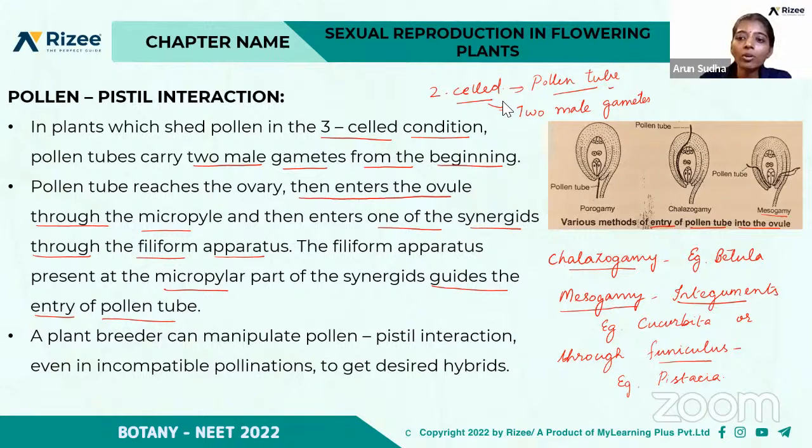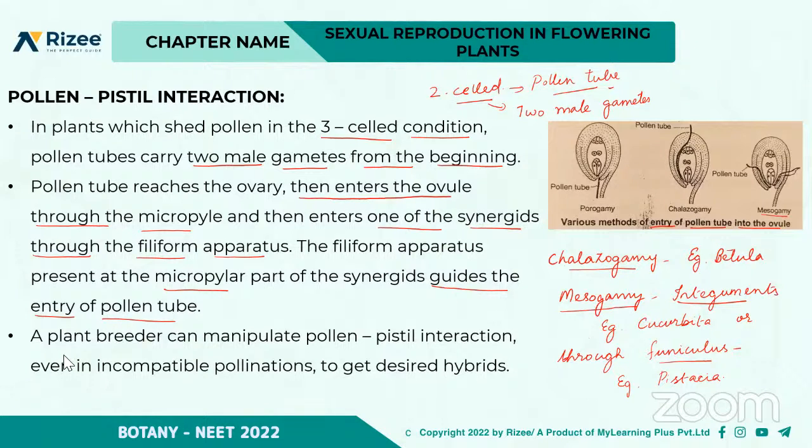So based on the mode of entry of pollen tube into the ovule, it is classified as porogamy, chalazogamy, or mesogamy. If it enters through the micropyle, it is porogamy, and if the pollen tube enters through the chalazal end, then it is chalazogamy. If it enters either through integuments or through funiculus, then it is called mesogamy.